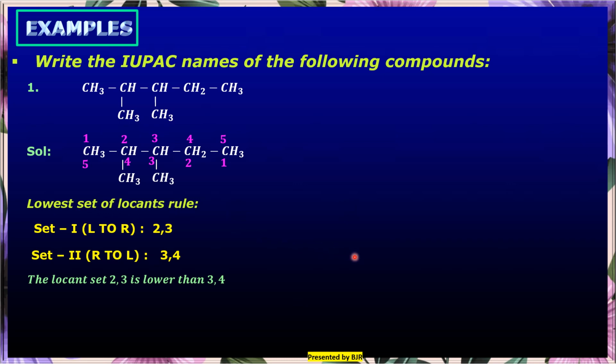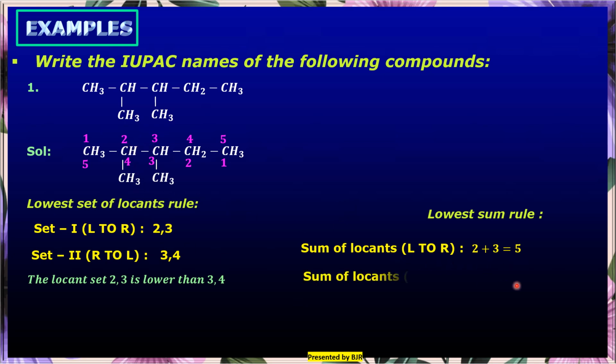So let us verify the same by using the lowest sum rule. See here, the sum of locants from left to right, 2 plus 3, is 5. From right to left, 3 plus 4 is 7. So 5 is less than 7. So the first one is correct. That is, numbering from left to right is correct.